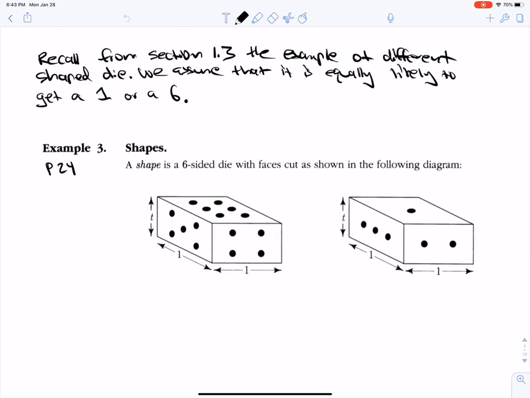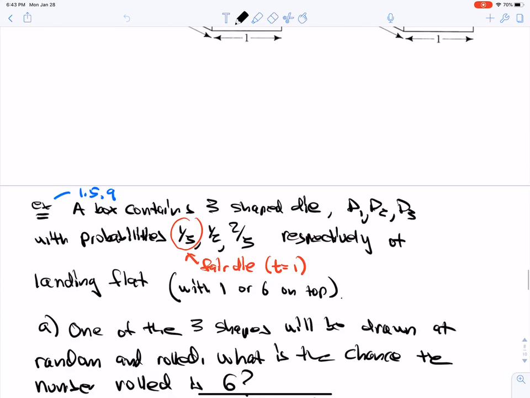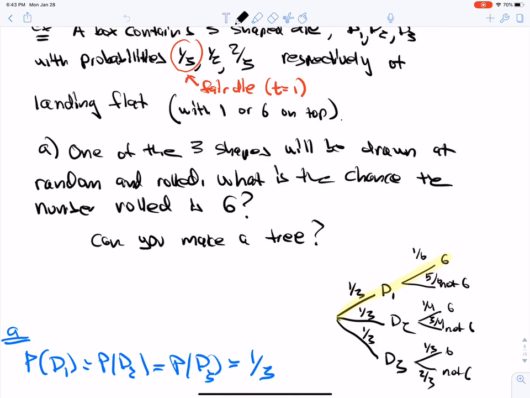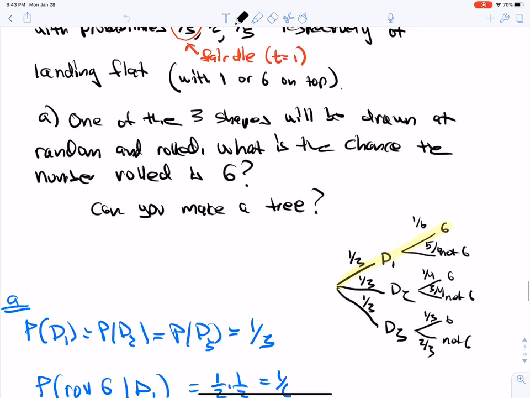So here's another example where we have this funny shaped die. So the die lying flat is 1 or 6 on the top, and it's a fair die when t is 1, so it lands flat 1/3 in that case. So we're told here that we have a box, it contains 3 shaped dice, D1, D2, D3, with probabilities 1/3, 1/2, and 2/3 respectively of landing flat. One of the 3 shapes will be drawn at random and rolled. What's the chance that the number rolled is 6? Can you make a tree?